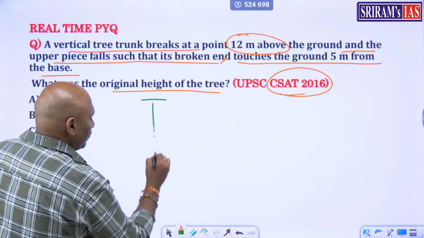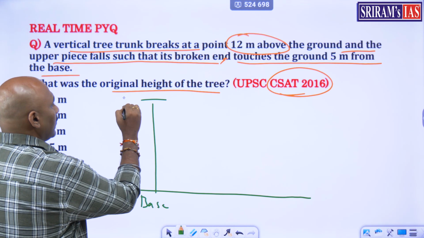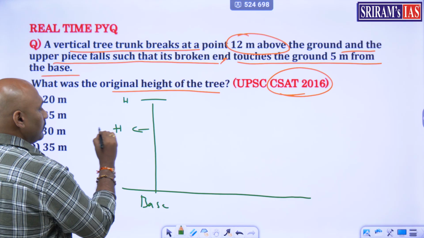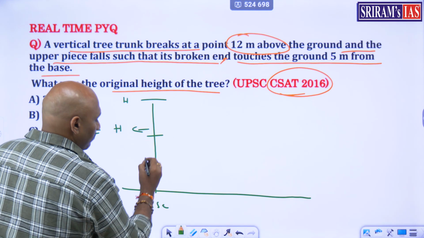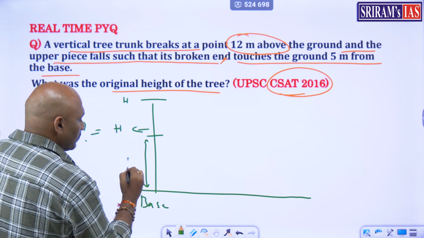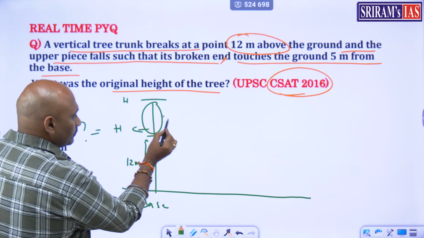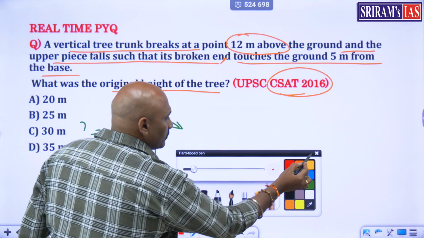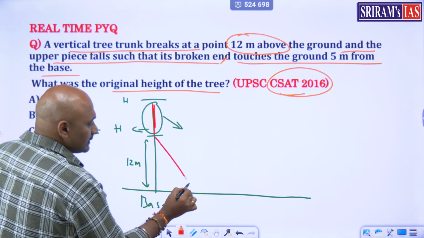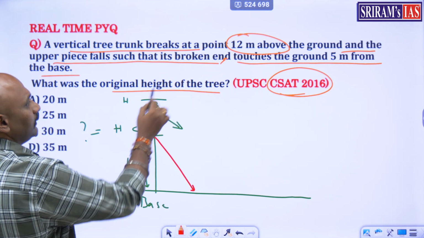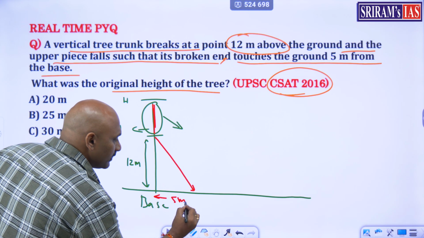Now if you observe, I'll draw a better diagram for you. I will take this whole tree. This is the base part. This is the height part. We don't know what this height is. 12 meters above the ground, it broke. So I will mark this as 12 meters above the ground. After breaking, this part came to this side. I will draw this in red because it broke. This red part fell in such a way that it touches the ground 5 meters from the base. That means from the base, this is only 5 meters.